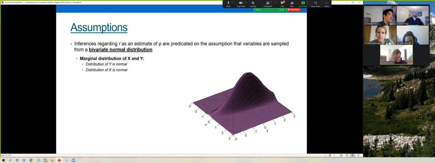So when we're talking about bivariate normal distribution, and this is an important concept to understand, particularly as we get into regression, the first thing we need to think about are the marginal distributions of x and of y. The marginal distribution just says that if I plot the distribution of my x and the distribution of my y, I'm just going to get a normal distribution for both of those variables.